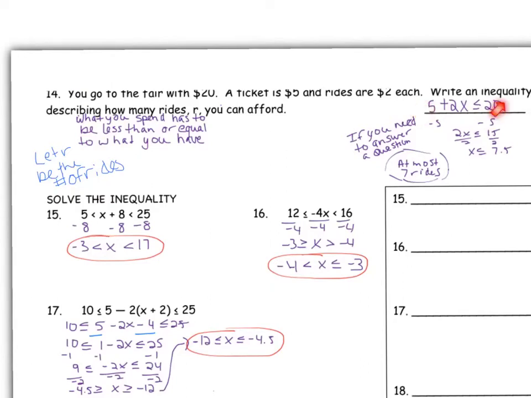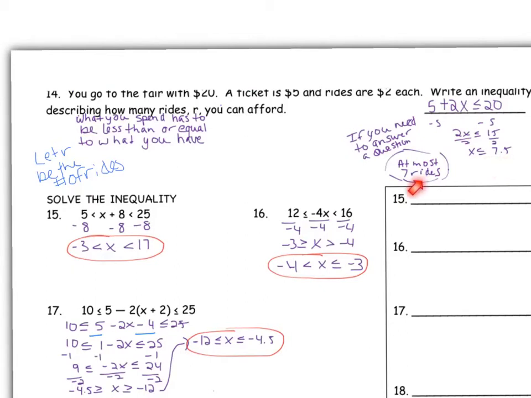Now, I really meant for this to be a question: how many rides could you ride? How many could you go on? If I'm asking how many, that's kind of open-ended. At most, I could only have 7 rides. Once I solved the inequality, I came up with x is less than or equal to 7.5. So at most, I could go on 7 rides.